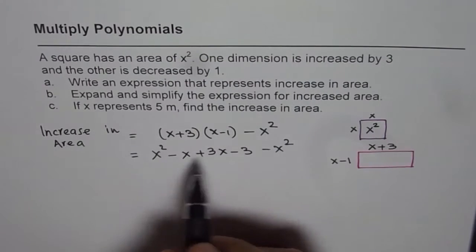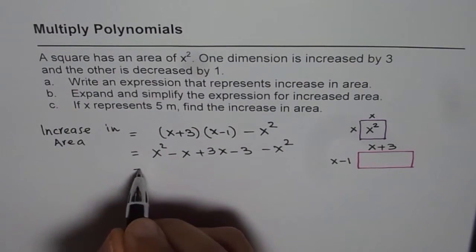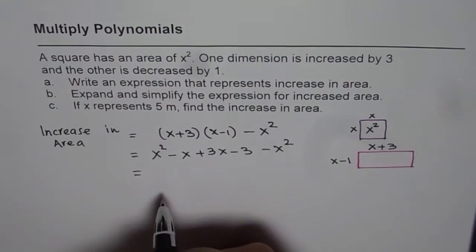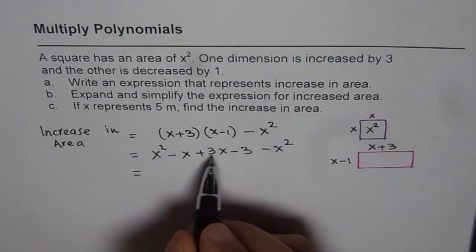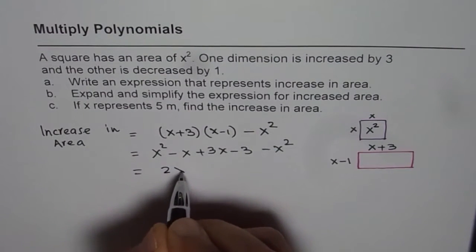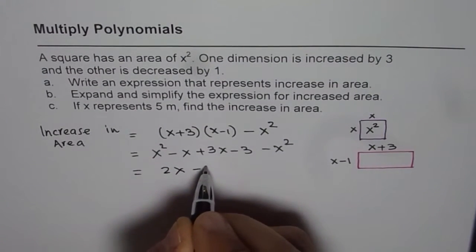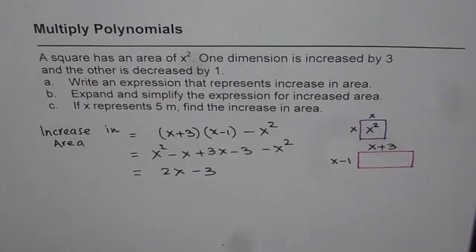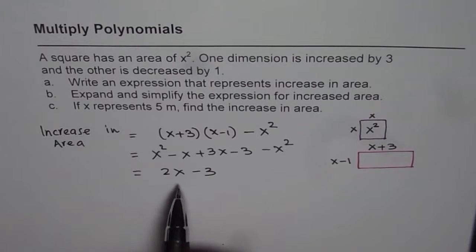Now we can combine the like terms to simplify. x square minus x square is 0. Minus x plus 3x will give us 2x minus 3. So that is the increased area.